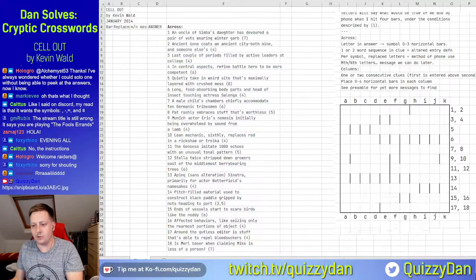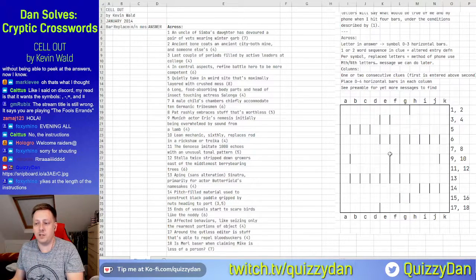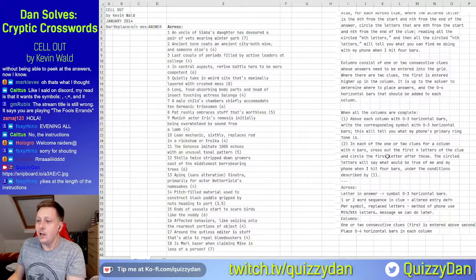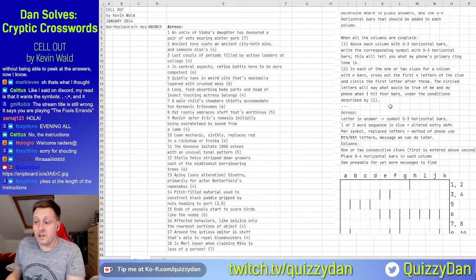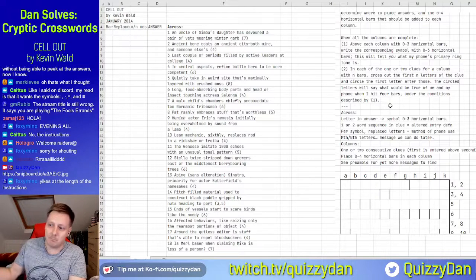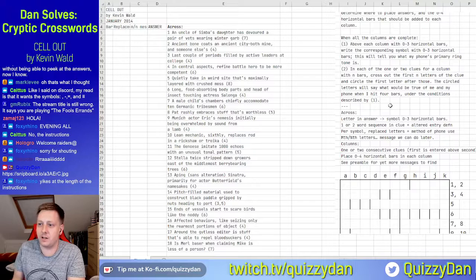So, if you take a quick look at the grid, there are no bars. So I'm assuming we need to add horizontal bars there. So it's literal bars we're adding for that one. When all the columns are complete, above each column with 0 to 3 horizontal bars, write the corresponding symbol with 0 to 3 horizontal bars. This will tell you what my phone's primary ringtone is.